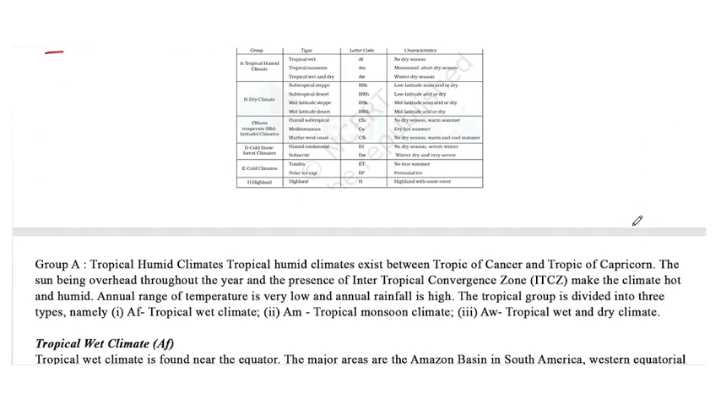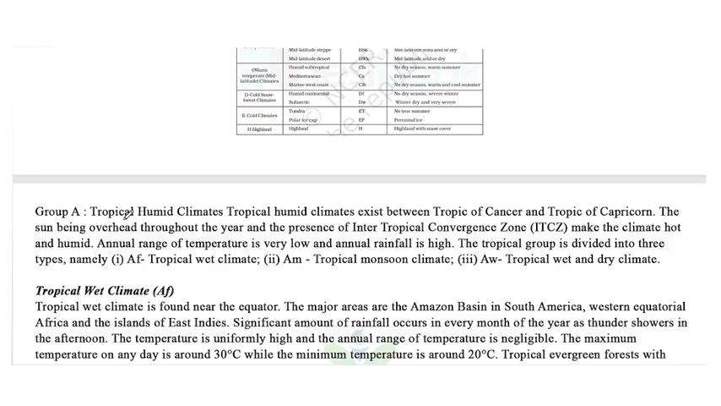Now, Group A, that is tropical humid climates. Tropical humid climates exist between the Tropic of Cancer and the Tropic of Capricorn. The sun being overhead throughout the year and the presence of the intertropical convergence zone, that is ITCZ, makes the climate hot and humid. Annual range of temperature is very low and annual rainfall is high.